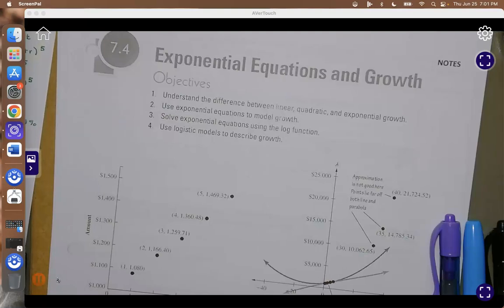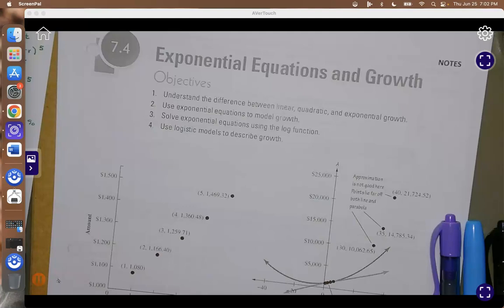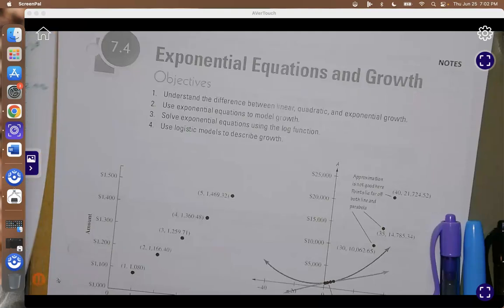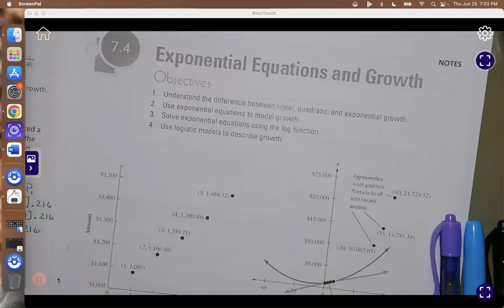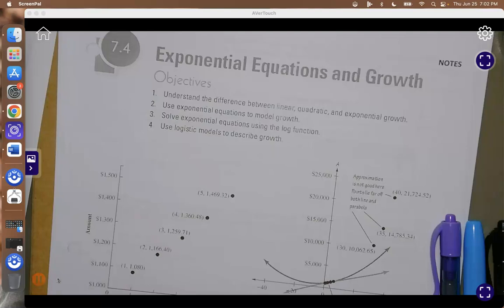exponential growth and power rules. Yeah, I think that's about it. So that's what we're going to be covering today.